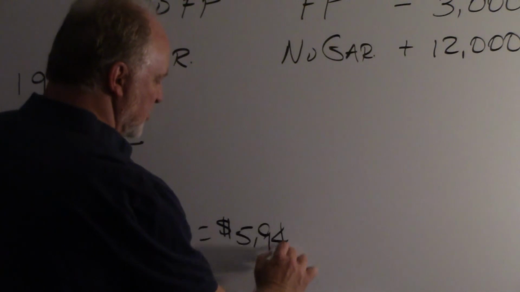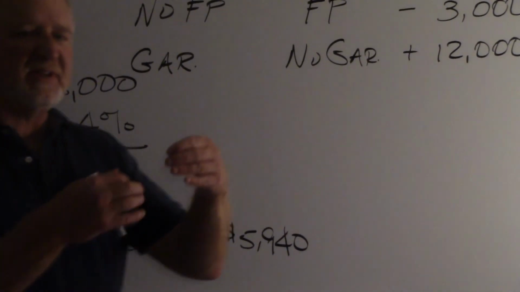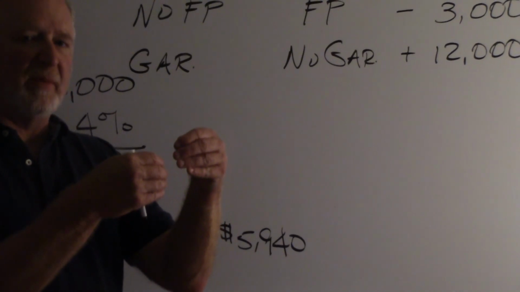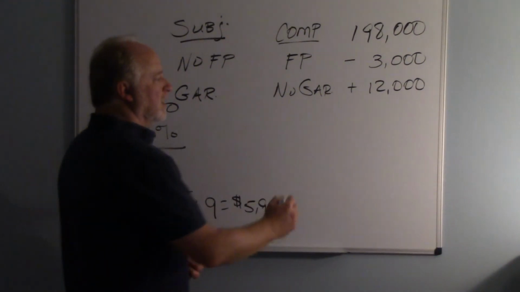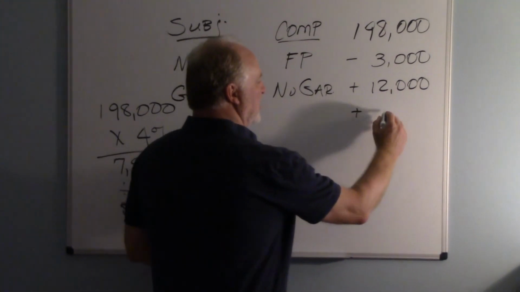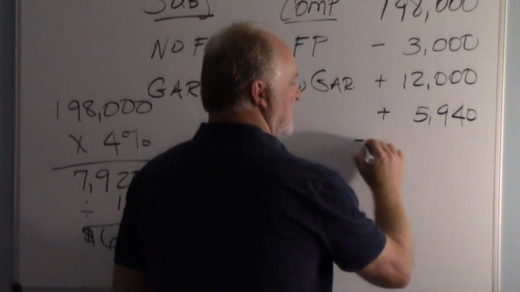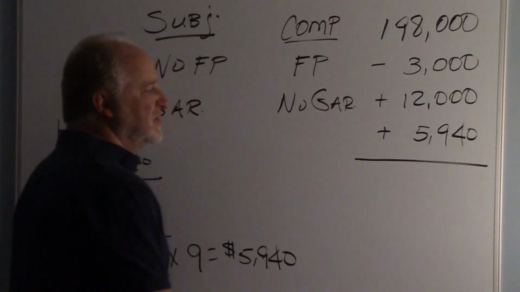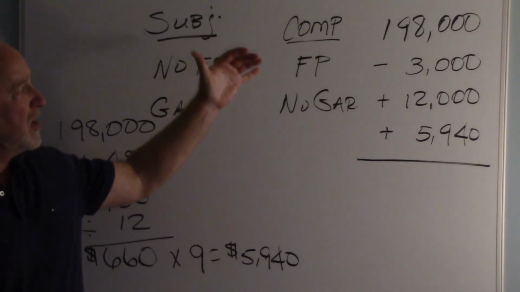Now, in regards to appreciation, appreciation is always a plus adjustment. Basically, what we're saying is that if that house had been on the market now, it probably would have sold for $5,940 more. So we're going to add in appreciation, and just make it easy on yourself: appreciation is always a plus adjustment. Now, we just simply follow the signs. Once we have them in, let's follow the signs.